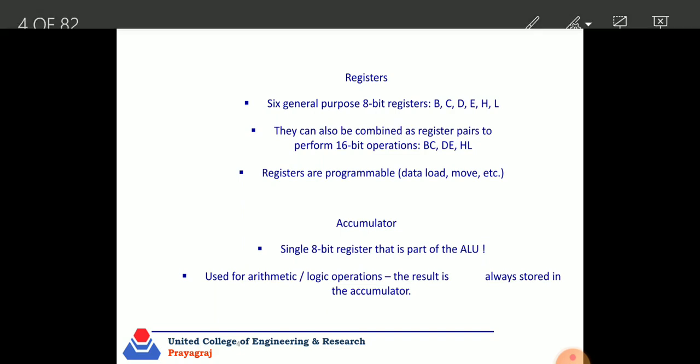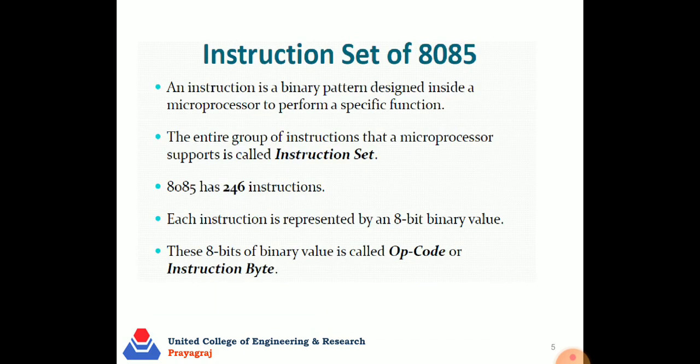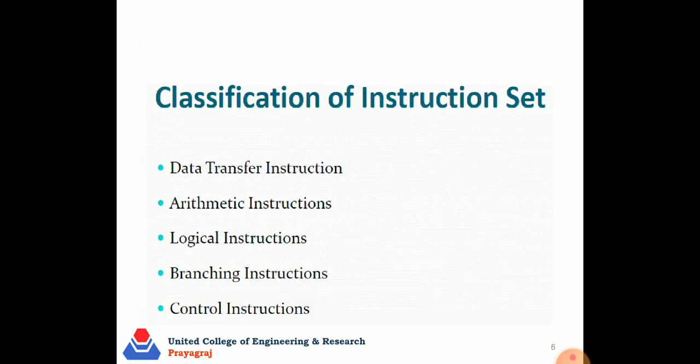So now let's start the instruction set of 8085. The instruction set is a binary pattern designed inside a microprocessor to perform a specific function. The entire group of instructions that a microprocessor supports is called the instruction set. And these 8-bit binary values are called the opcode or instruction byte.